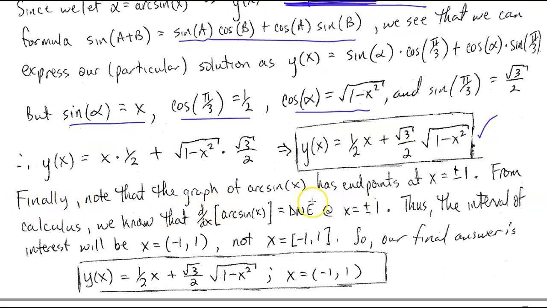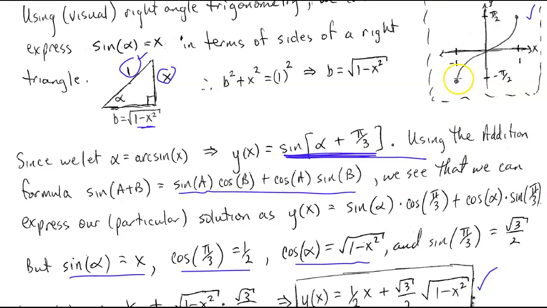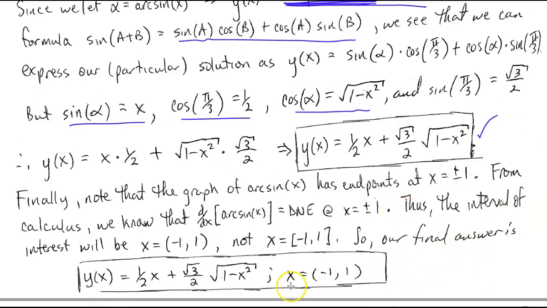And so finally, we note here that the graph of arc sine has endpoints at plus or minus 1 for x values. And of course, since we are at an endpoint here, we know that the derivative does not exist at endpoints of a domain. So we have to exclude -1 and 1 from being valid values for the derivative. And hence, that's why we get that x is all values in between -1 and 1.